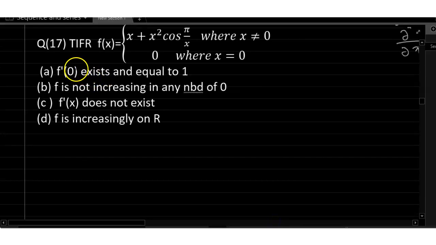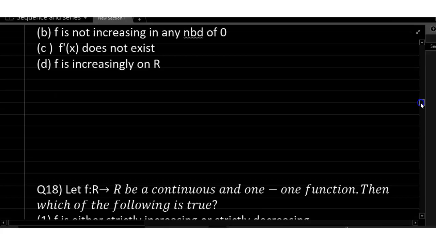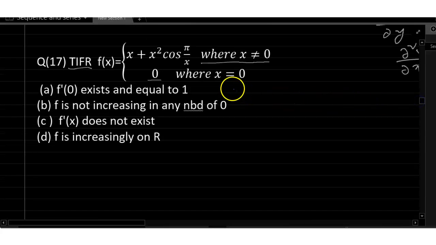Now friends, the next problem is f(x) equals x plus x square cos(pi by x) for x not equal to 0, and 0 where x equals 0. Options: f dash 0 exists and equals 1; f is not increasing in any neighbourhood of 0; f dash x does not exist; and f is increasing on R. Let's see this option.